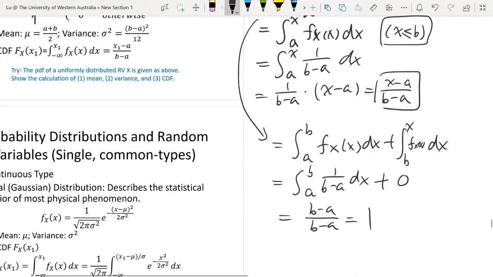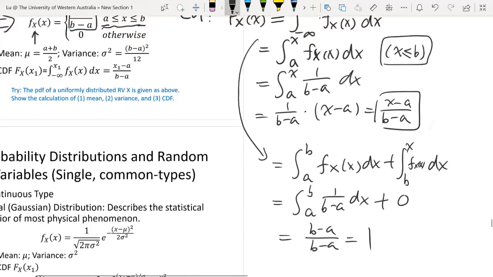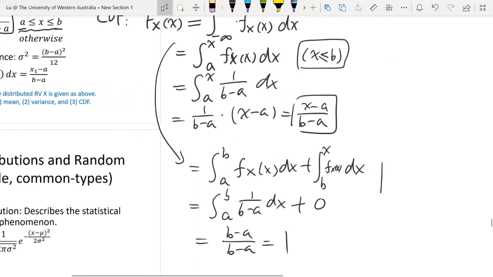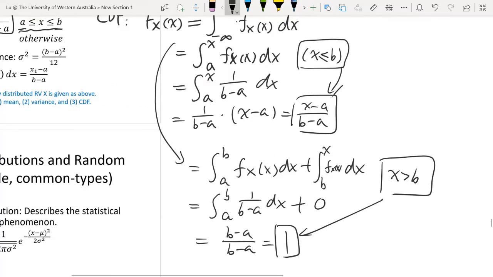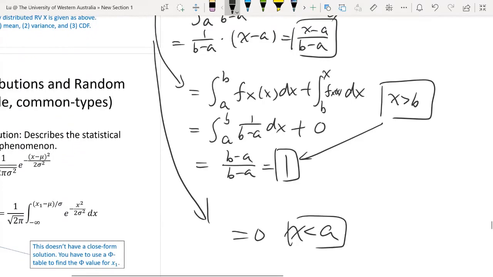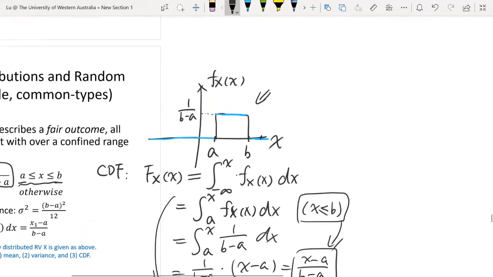Okay, so how about if x is smaller than a? I forgot to write down the condition. This condition is x is greater than b. So we got this result, which is given here. For the x smaller than a case, I don't want to do the calculation again, so you can just try it by yourself. The result is 0.